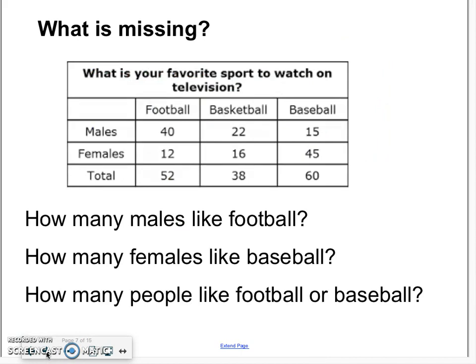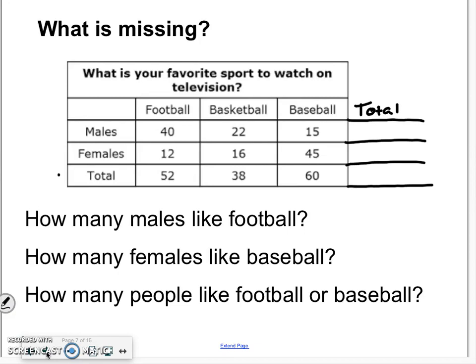Okay, once again, what is missing? The only thing missing from this one, we have all of our categories filled in for what your favorite sport to watch on television is. We have males and females, football, basketball, baseball. We have a total down here, but we once again missed our total over here. So if we want to fill in these spots, we just go ahead and add up the numbers that they give us.